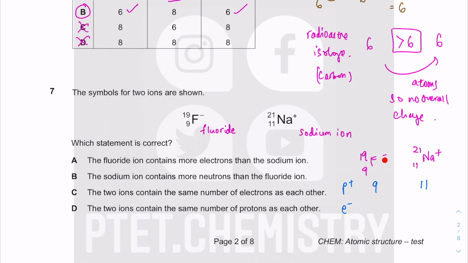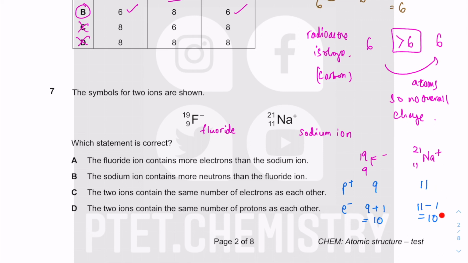These are ions. The negative charge ion is because you have gained an electron. You have gained 1 electron because this is a minus 1 charge. You have lost 1 electron because it's a plus 1 charge. So here is going to be 9 plus 1, you've got 10. Here is 11 minus 1, which is going to be 10. You have 1 more electron than proton. That's why you're negatively charged, because you have gained an electron to form a negative ion.